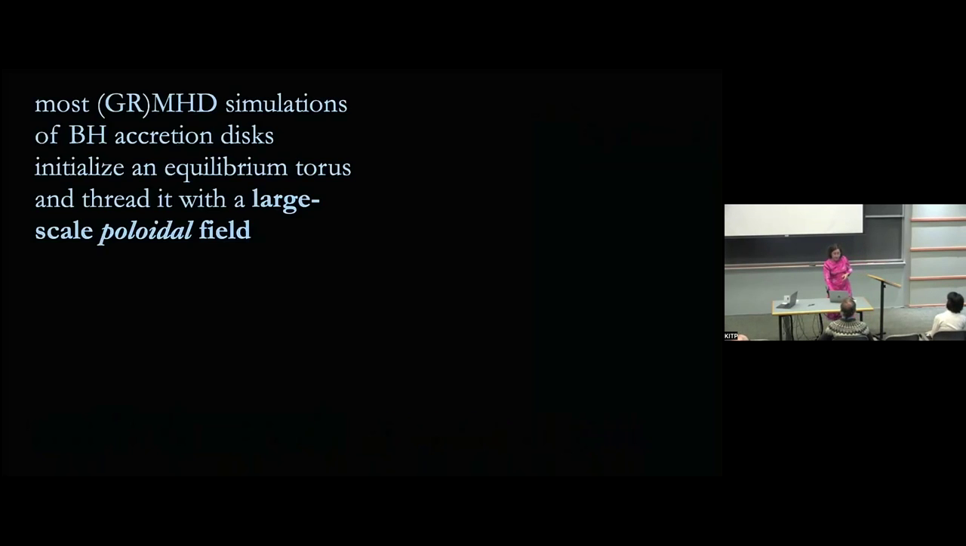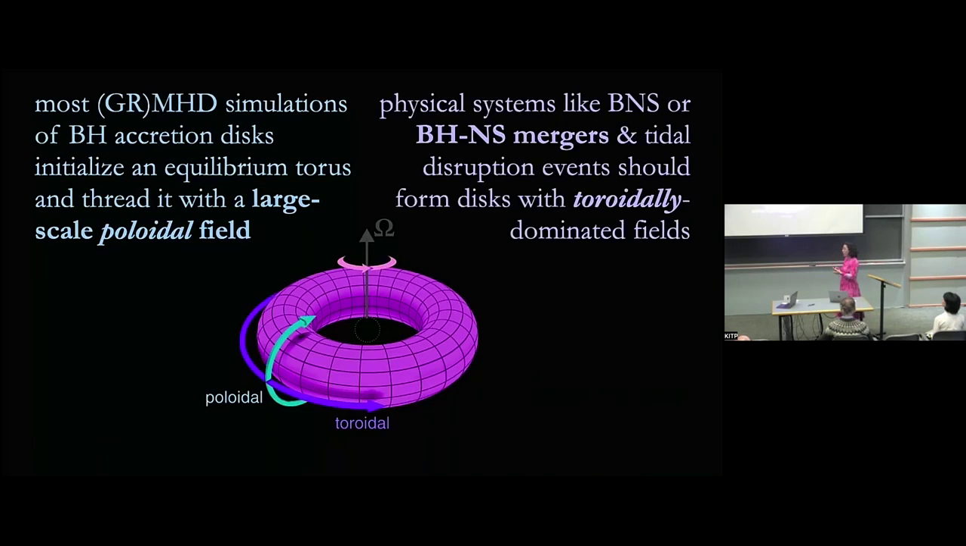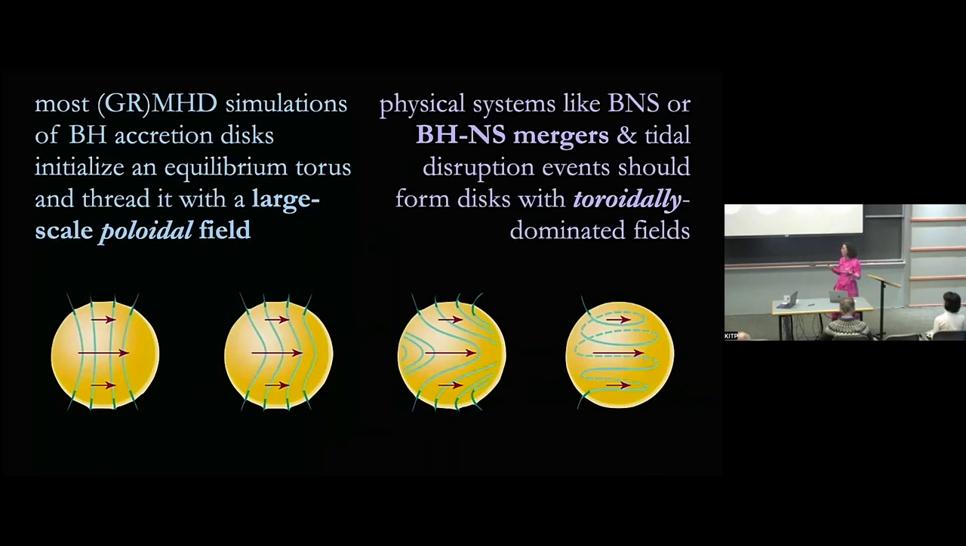So most simulations of accretion disks start with some hydrostatic equilibrium torus solution, these well-known analytic solutions, and then add a magnetic field on top of that, usually a large-scale poloidal field. But we know that certain physical systems, like binary neutron star mergers or black hole neutron star mergers, tidal disruption events by supermassive black holes, should really form disks that are dominated by a toroidal component. And this is just basically because you get largely toroidal magnetic field lines.